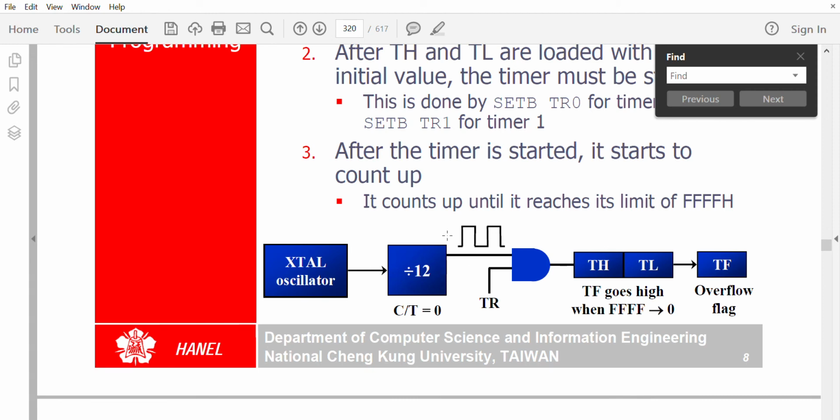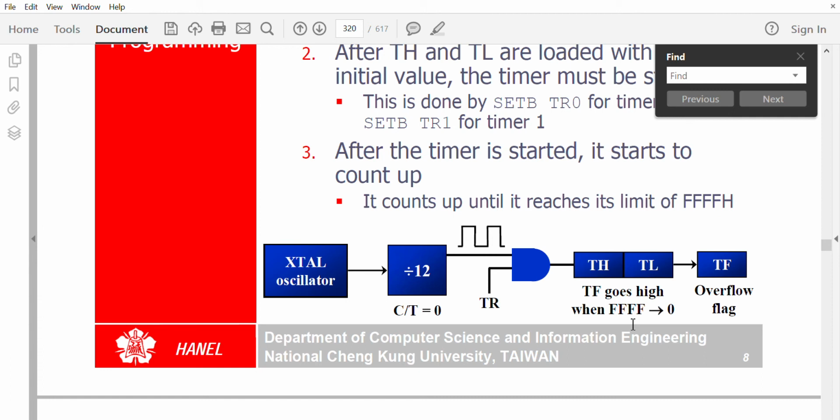So this frequency comes here. You have an AND gate, and the TR value, that is whether you are going to set TR or clear TR, will come to the other input of the AND gate. So here you have the frequency. If this is also equal to 1, then that frequency will go to the output of the AND gate. And if there is an output at the output of the AND gate, then this timer will start to count.